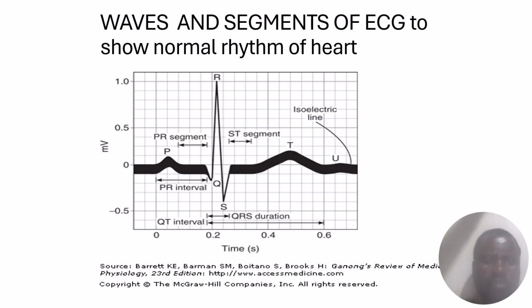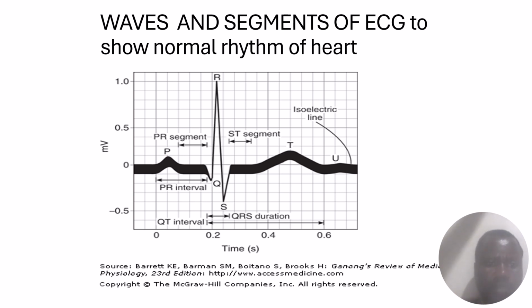So this is a normal standard wave and segments of the ECG showing normal heart rhythm, also called the sinus rhythm. We have waves that are alphabetically named: P, Q, R, S, T, U waves. Normally we will only end at the T wave. In some people there will also be the U wave.